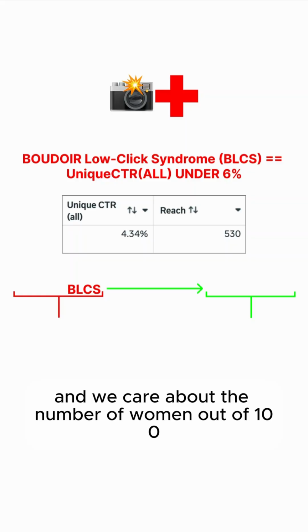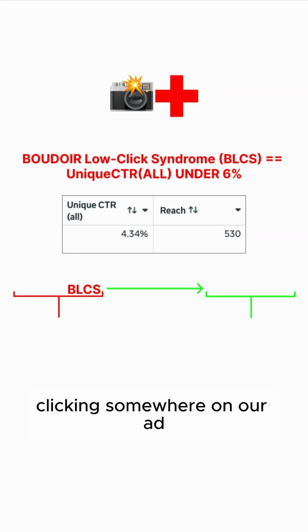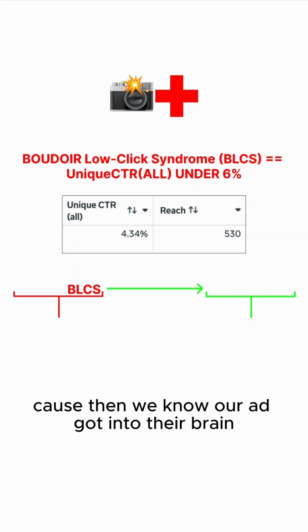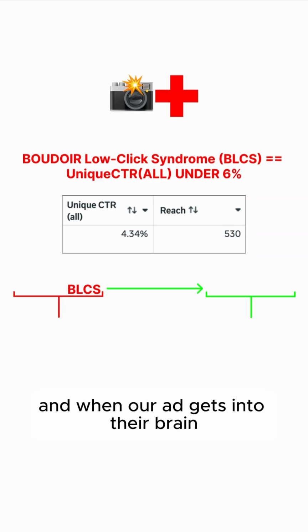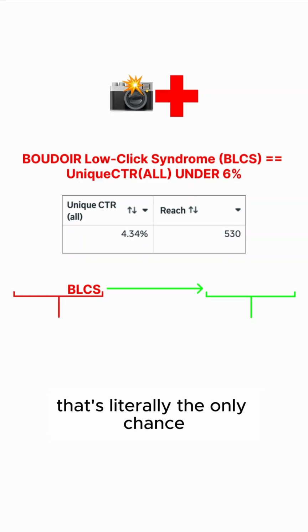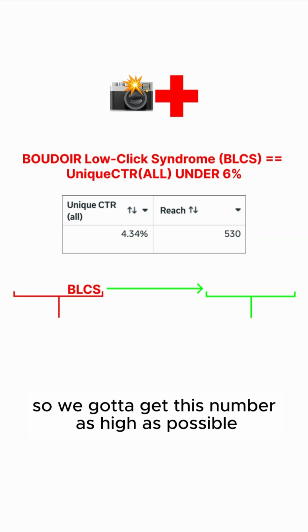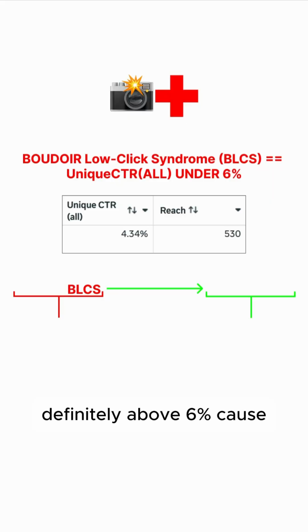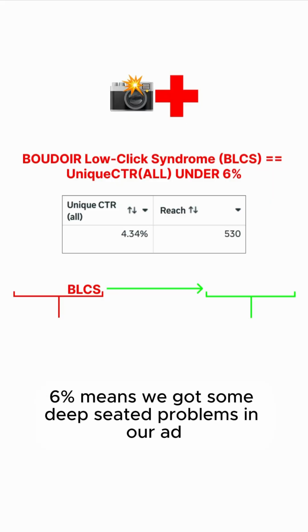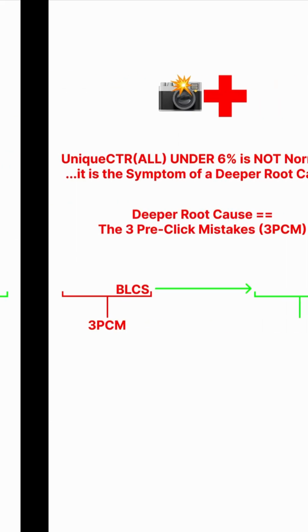where we're basically wasting that impression. And we care about the number of women out of 100 clicking somewhere on our ad, because then we know our ad got into their brain. And when our ad gets into their brain, that's literally the only chance we have at them buying from us. So we got to get this number as high as possible, definitely above 6%, because under 6% means we got some deep-seated problems in our ad.